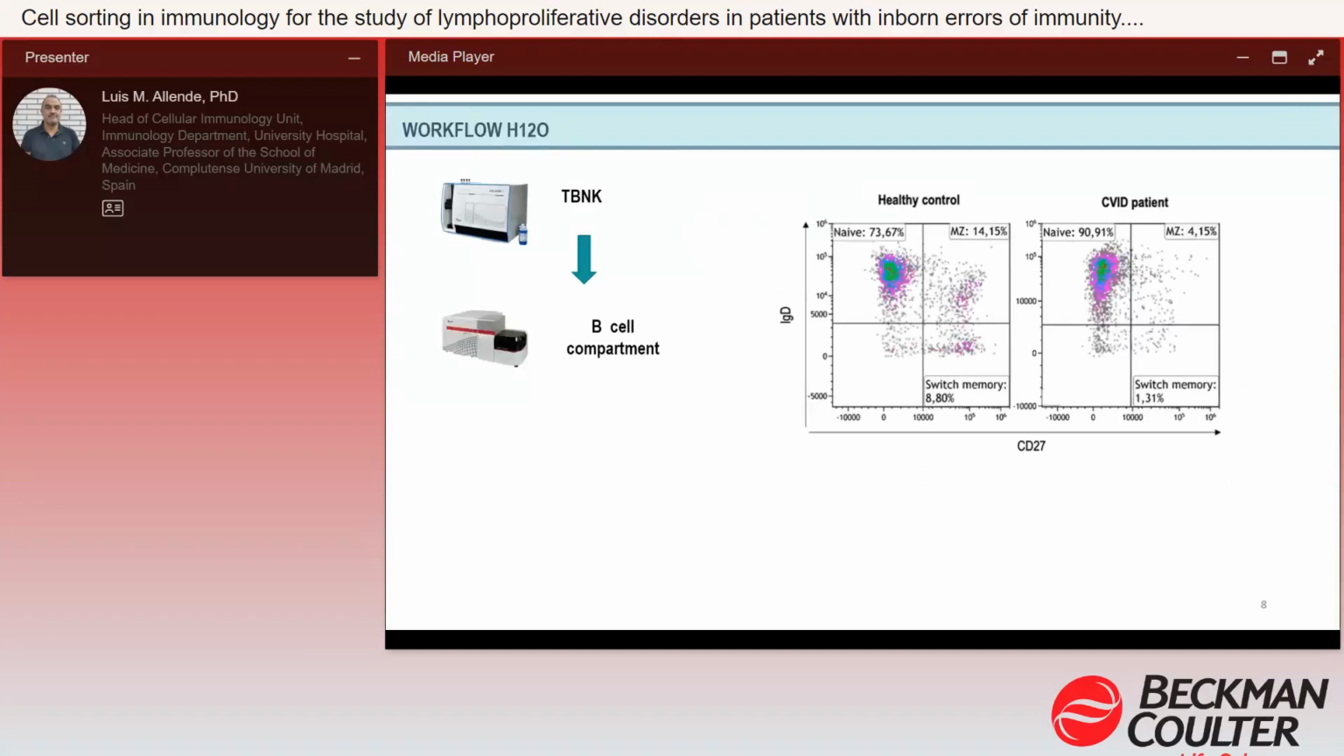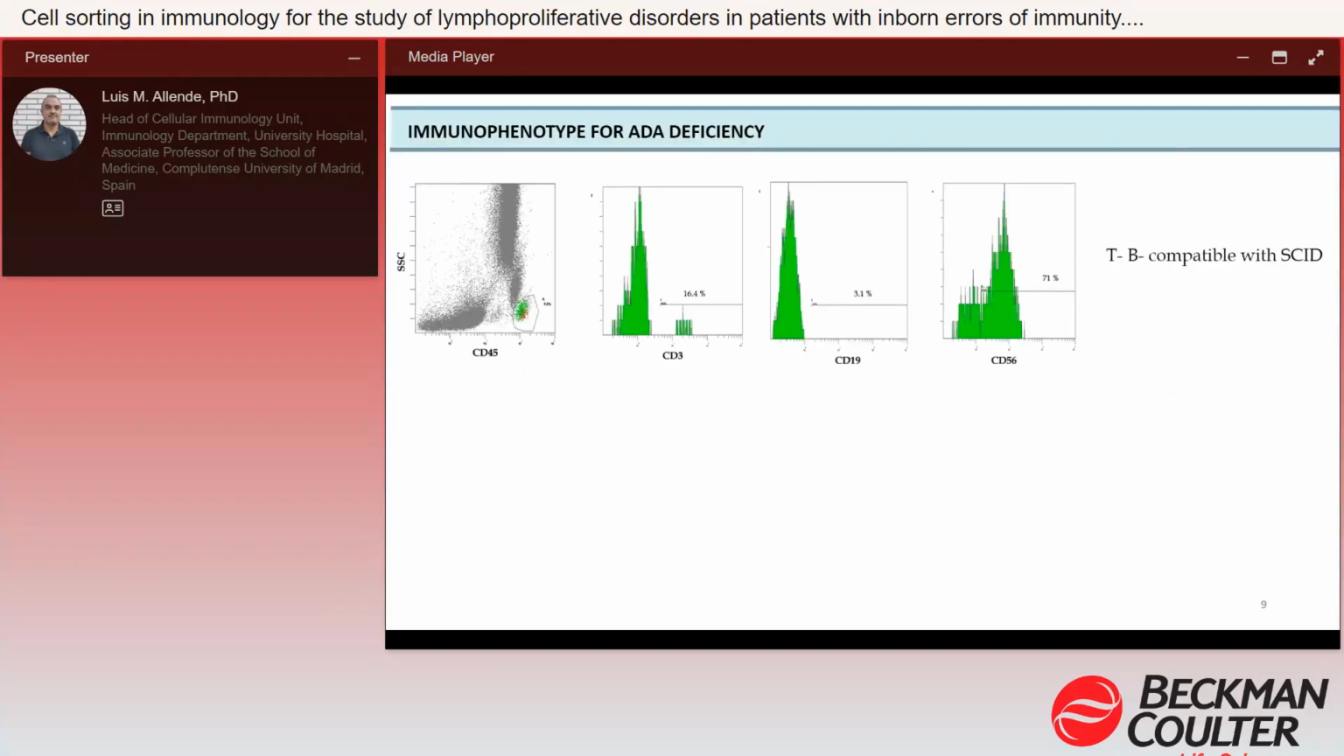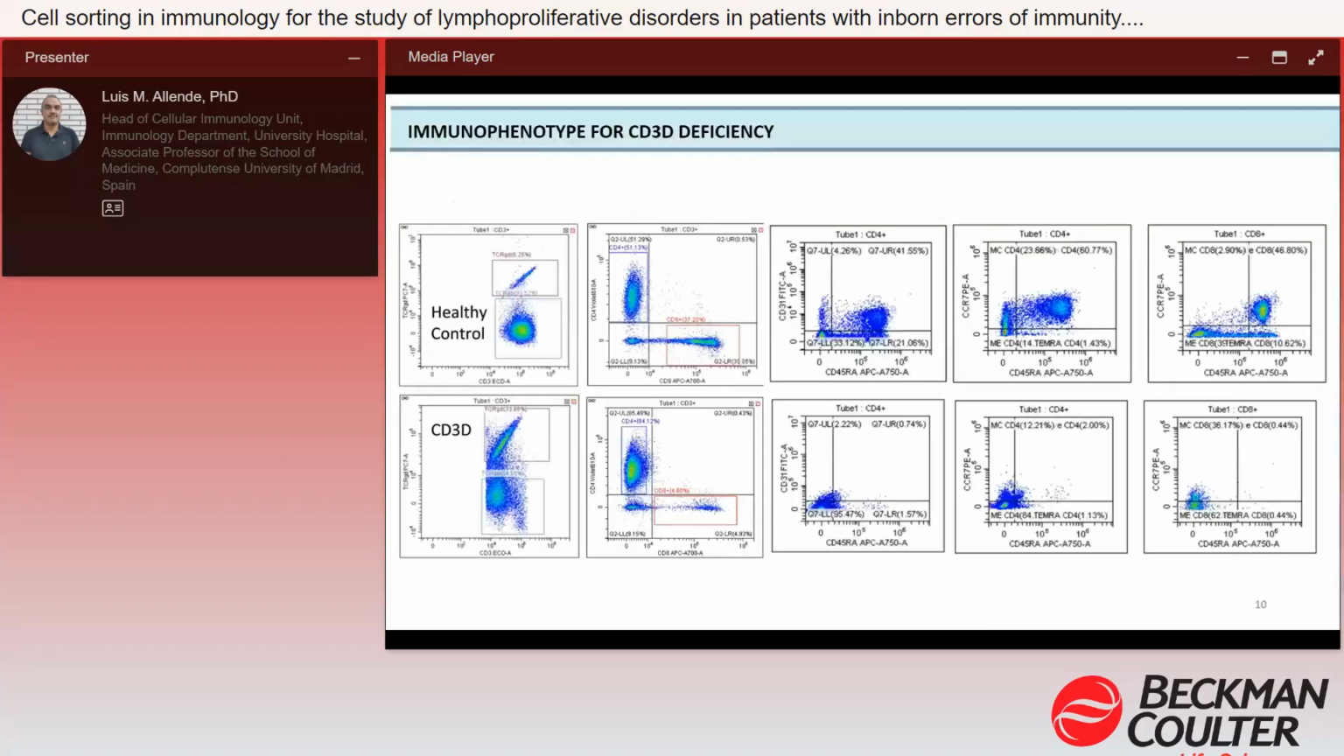In patients with a suspicion of humoral immunodeficiency, an extended B immunophenotype can be ordered. This is the case of a patient with a common variable immunodeficiency, where the switched memory B cell compartment is very low, as you can see in the histogram, compared with a healthy control. This is the immunophenotype of an adenosine deaminase deficiency with a T-, B- phenotype compatible with a severe combined immunodeficiency. This is the immunophenotype of a CD3 delta deficiency with a T-, B+ phenotype.